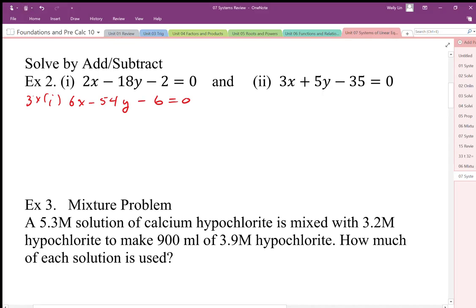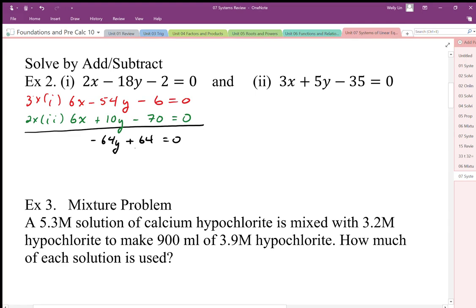Okay, going to do the same for equation 2. I'm going to take equation 2 and multiply it by 2 to equate the coefficient on x. So I end up with 6x plus 10y minus 70 equals 0. Okay, so I can now combine these two equations. I'm going to subtract and eliminate my x variable. So I end up with negative 64y plus 64 equals 0. Solving for y, I get y equals 1.